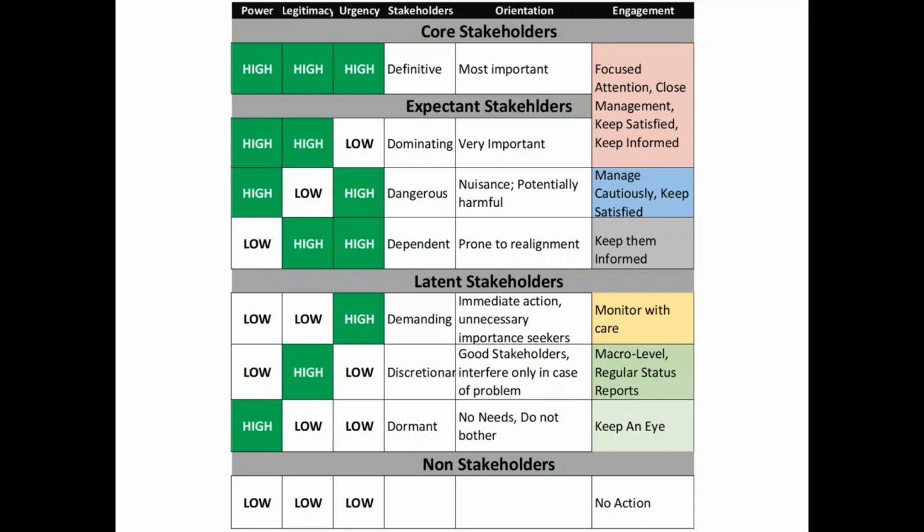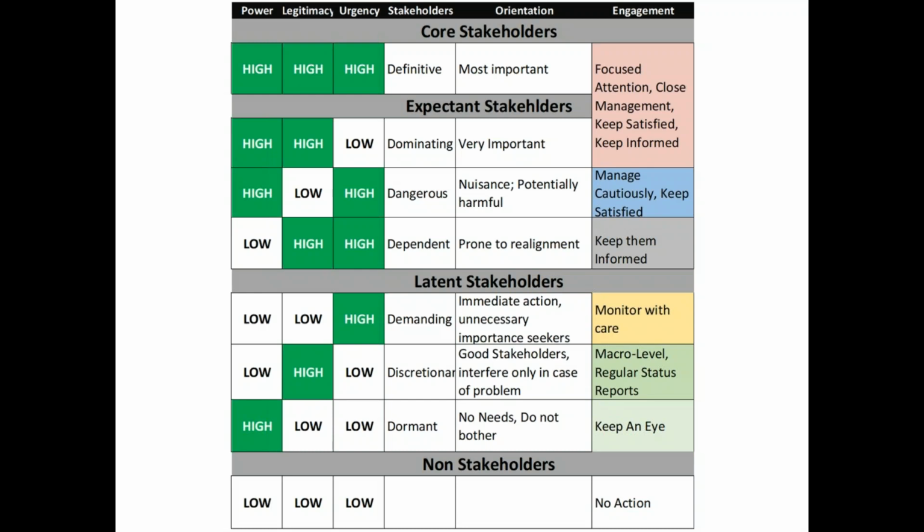Then we have the dormant stakeholder, which is high on power, but nothing else. So this is a dormant stakeholder. Can't do anything. He has no needs. He does not bother you. He has a lot of power, but he has no other requirement. So he is not bothering you at all. But you must keep an eye on this stakeholder.